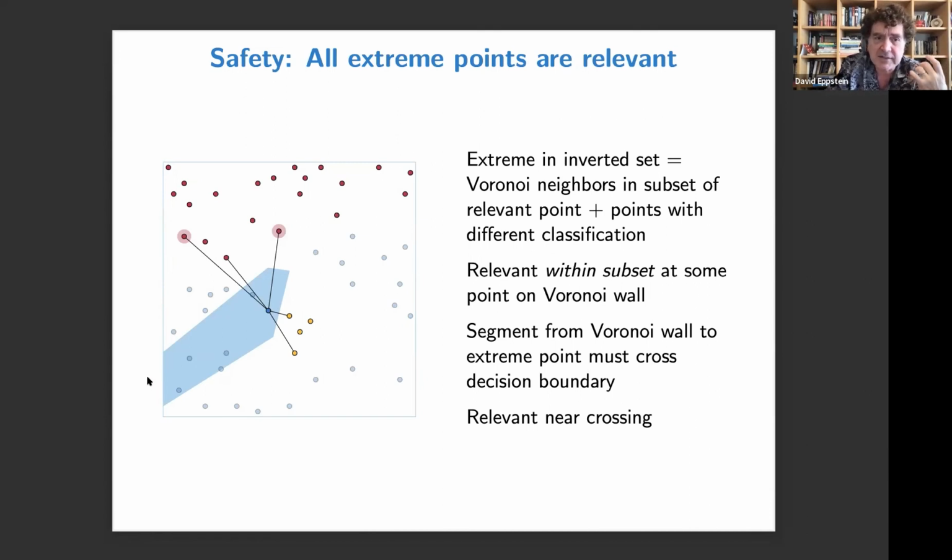And so if you traverse a line segment from that Voronoi wall directly to this shaded extreme point, that line segment starts out in a blue boundary, in a blue decision area, and eventually crosses a decision boundary into the red decision area. As it does so, this red point remains its nearest point. And so at the point where it finally crosses between the red and the blue decision boundaries, which is probably somewhere around here, this point becomes relevant. And so it is a relevant point. All of the points that we find are relevant, but it takes a slightly tricky argument.